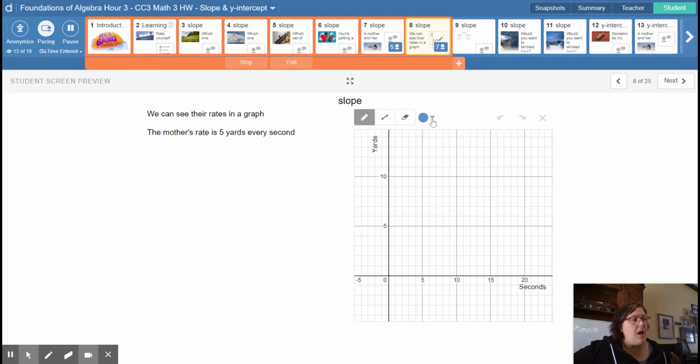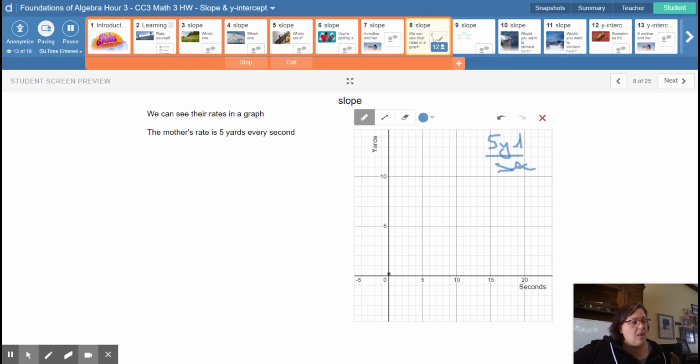We know that the mom goes at a rate of 5 yards per second. If you were at the middle school last year, you worked a lot on rates. That's like the main 7th grade standard, dealing with both unit rates and then using, oh my goodness, the terminology, making common fractions, a proportion. Okay, so we know that mom goes 5 yards every second. And we can show that in the graph.